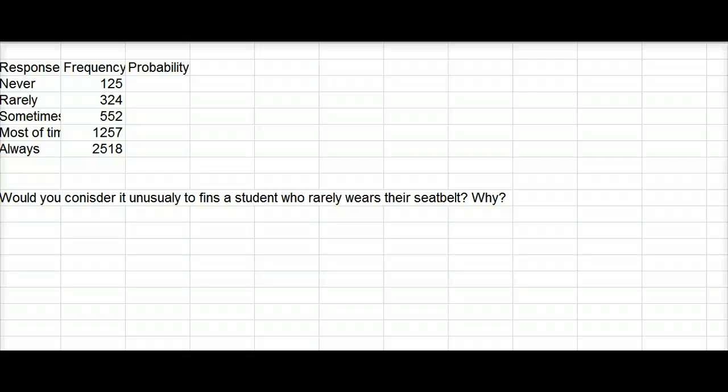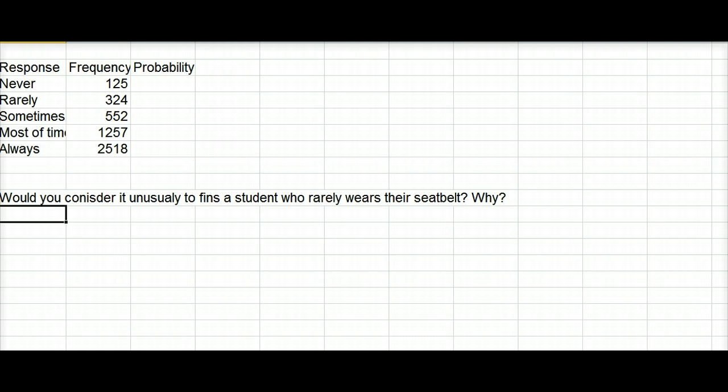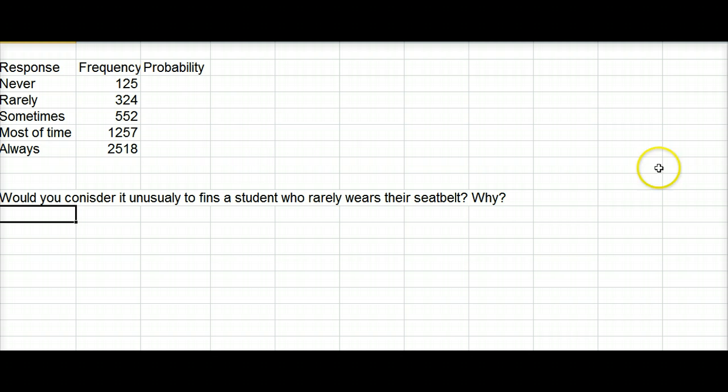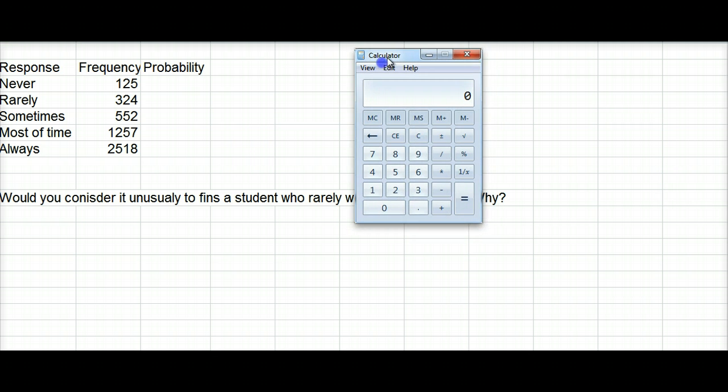Let's take a look at creating a probability distribution from frequencies. The following was created after college students were asked how often they wear a seatbelt when riding in a car driven by someone else. Somebody tallied up the results: rarely, sometimes, most of the time, and always, and created them as the frequencies. I want to go through and find the probability of these occurring.